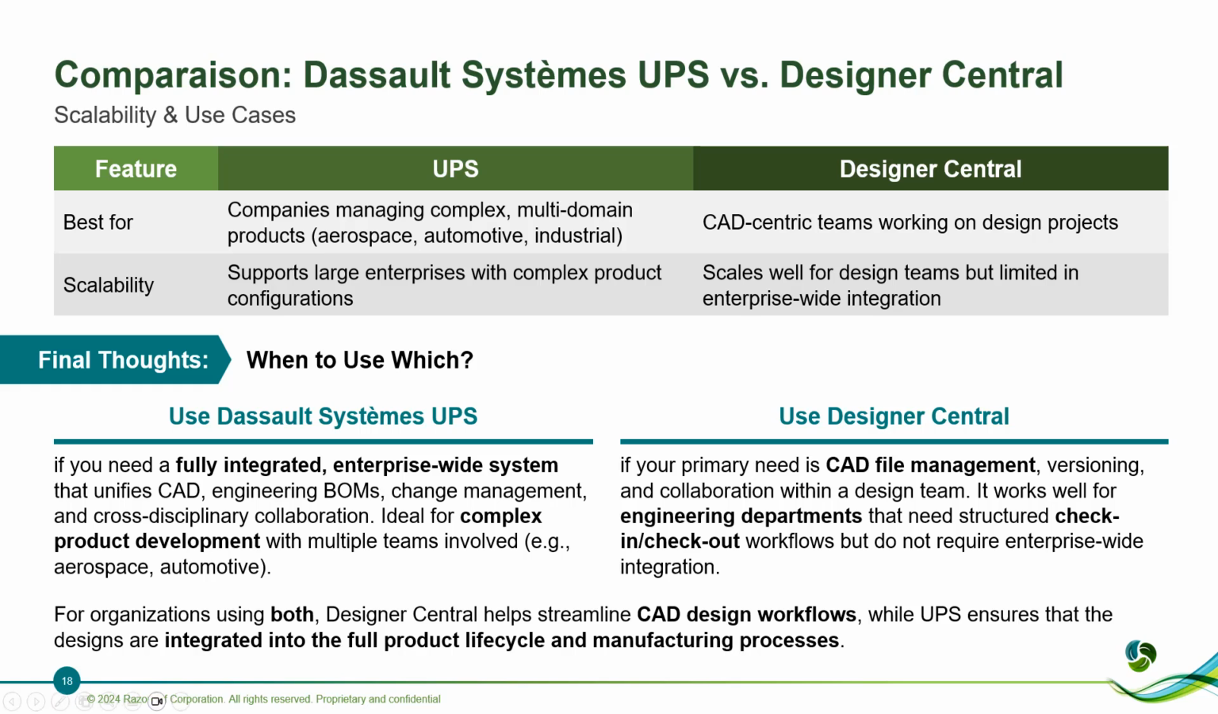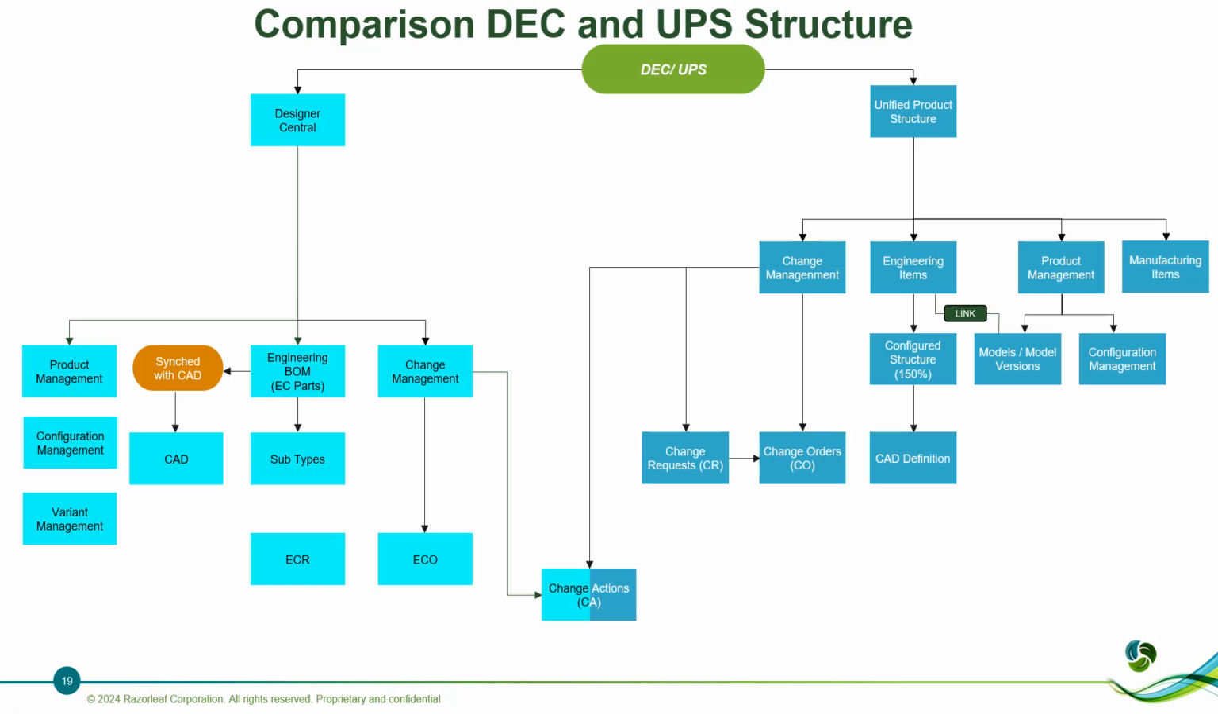I threw together just kind of a quick structure, and understand this isn't every object and everything else, but just for kind of visual discussion. When we look at Designer Central, you had these centrals that you had to install. You had the product management, configuration, variant management, engineering BOM, which they called EC parts, and change management. And under that change management, you'll see there's an ECO and ECR, and down here there's a change action, right? And in the engineering BOM, you could create subtypes, different types of EC parts and all this.